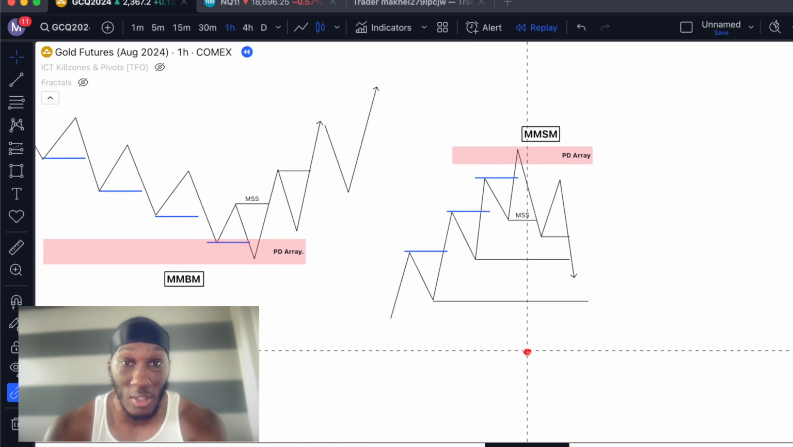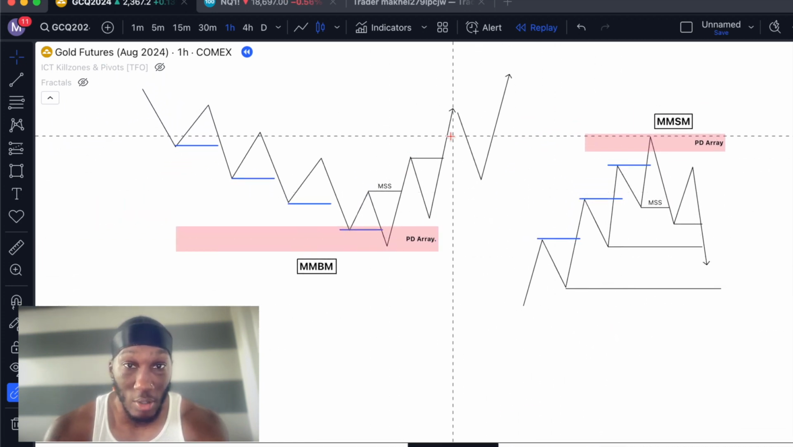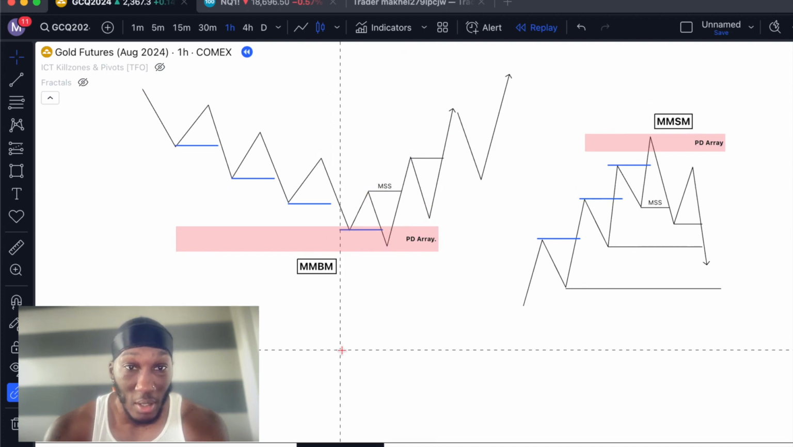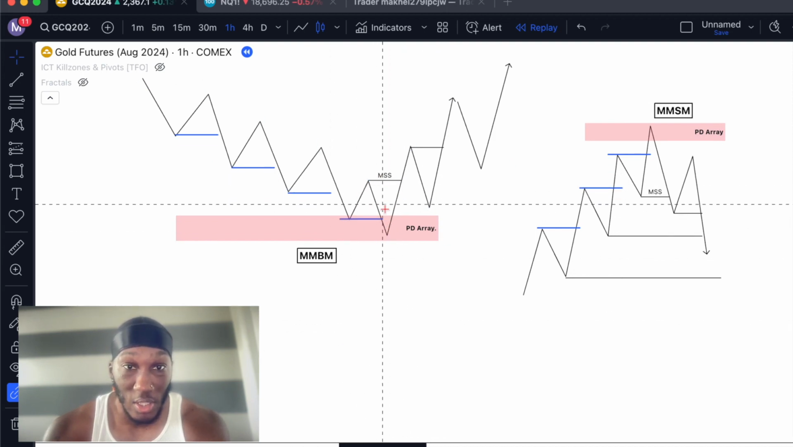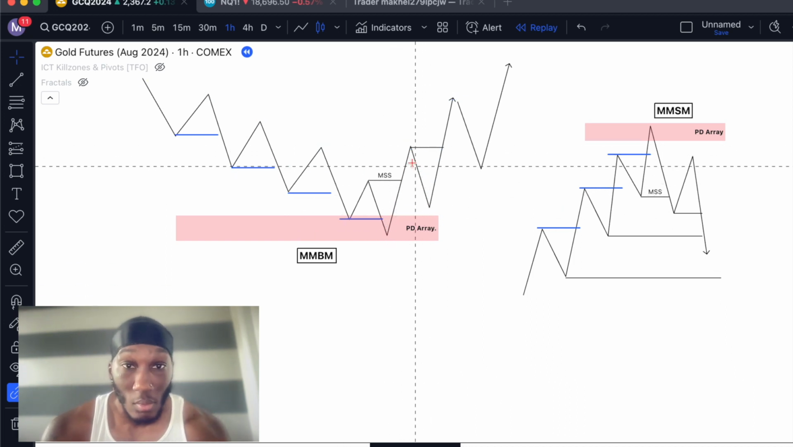So now this is how it looks on the higher time frame. Now let's go to this. On a lower time frame, you see this right here? I'm just going to mark out this right here. So this is a higher time frame. It's going to be clear like this.